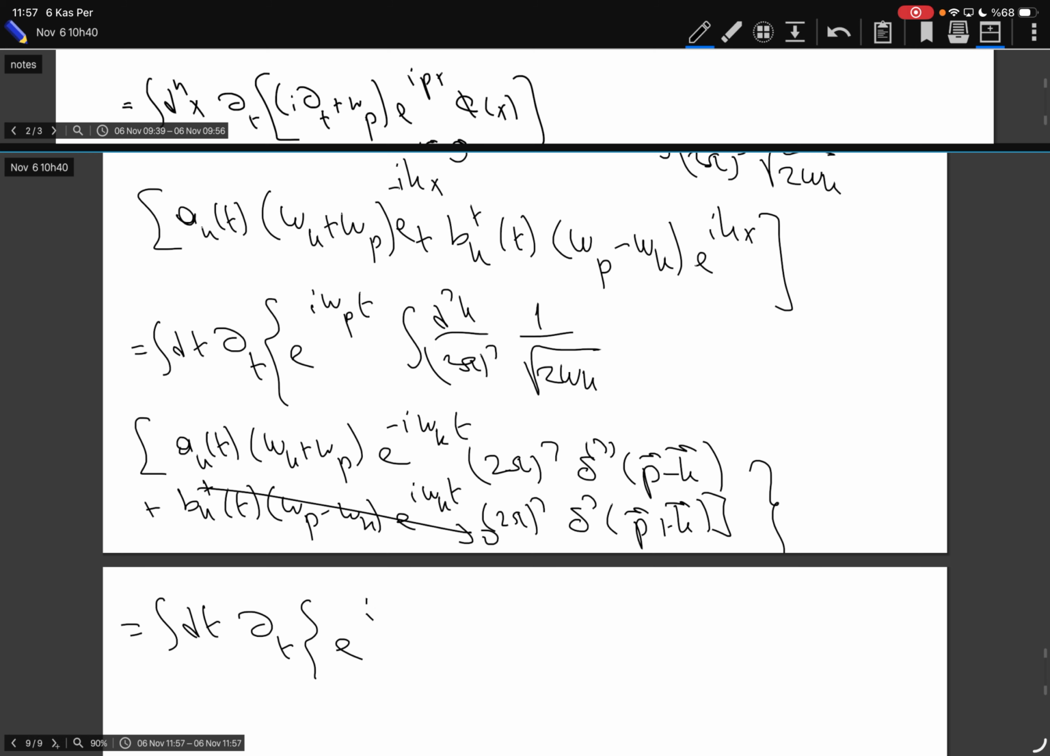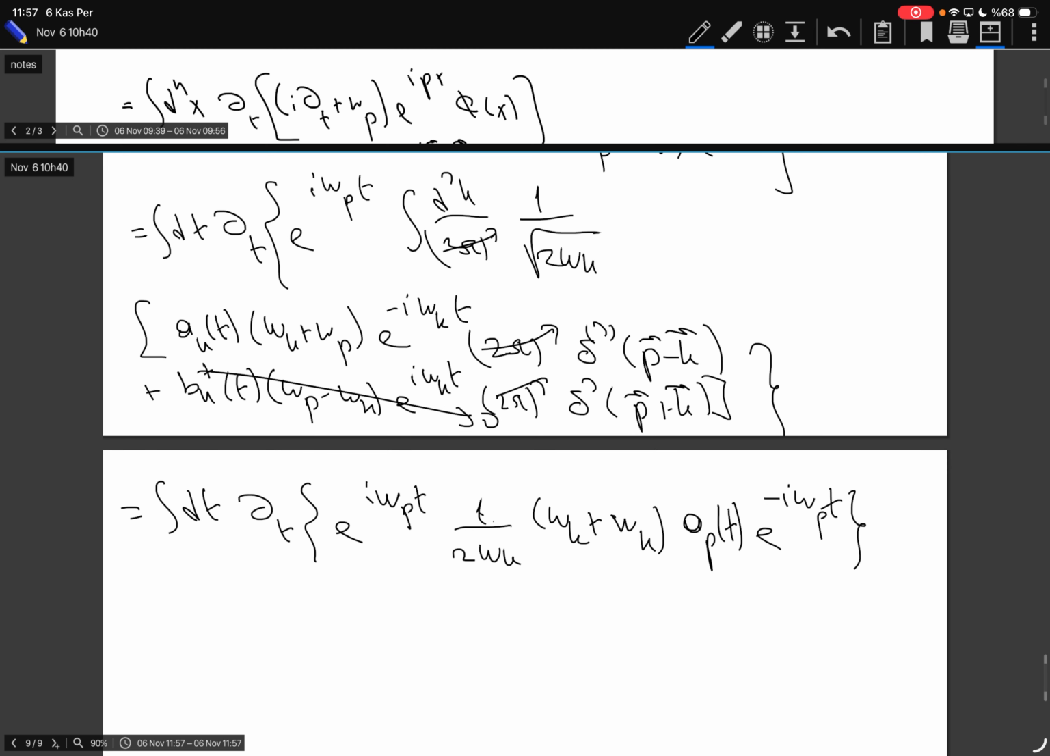The K integral will give me, well, the 2 pi cubes cancel, 1 over 2 omega K. There is omega K plus omega P, where P is equal to K now, omega K, a_P of t, e to the power minus i omega P t. Now I evaluated the K integral. Well, these exponents will cancel each other.